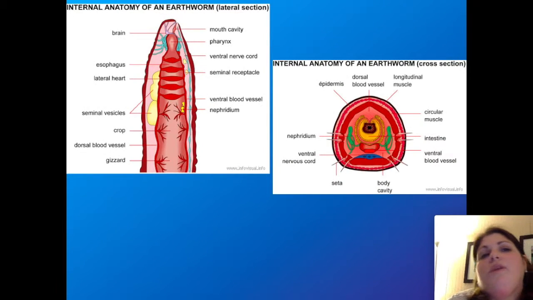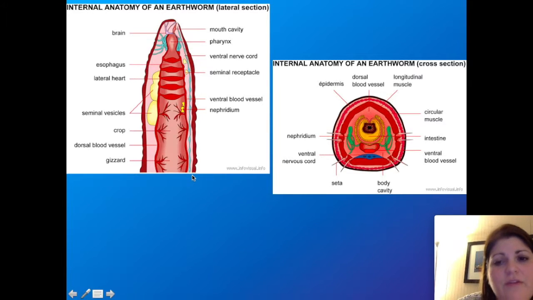When we dissect, you probably won't get to see any of the nervous system. In this diagram, it's the green section here. This is their ganglia and their nerve cord running along their belly side, or their ventral side. In this diagram, it's the blue bit. You'll also notice the nephridia. Remember, there's one in each segment. It's green here and yellow in this diagram.